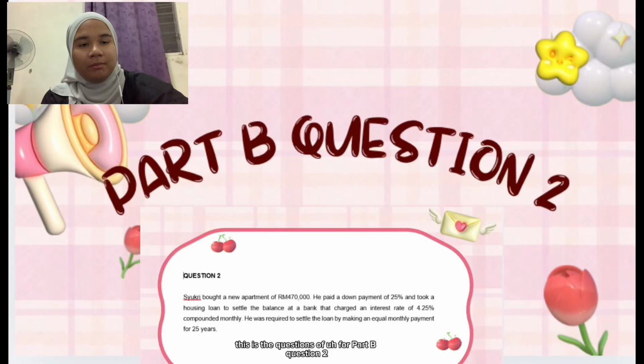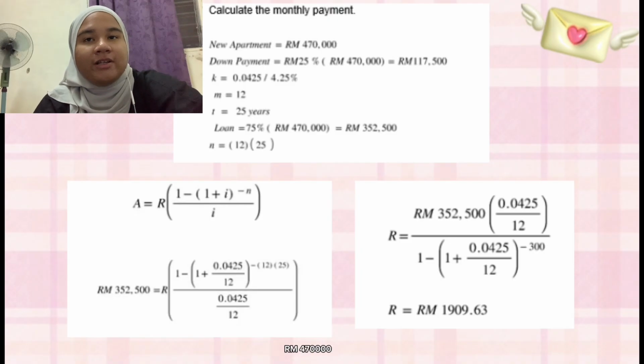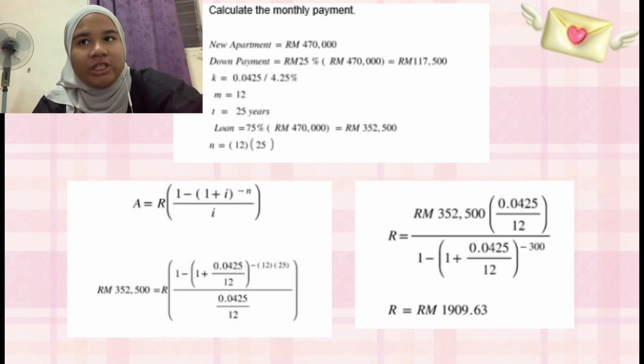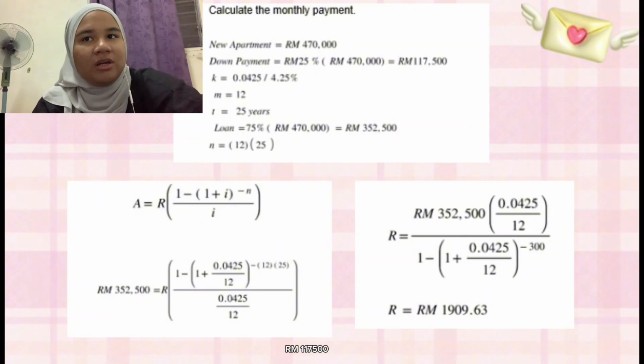This is the question for part B, question 2. First, Shukri purchased a new apartment for 470,000. He paid 25% down payment, which is 0.25 multiplied by 470,000 equal to 117,500. Therefore, the amount financed through the housing loan is 470,000 minus 117,500, which gives 352,500.